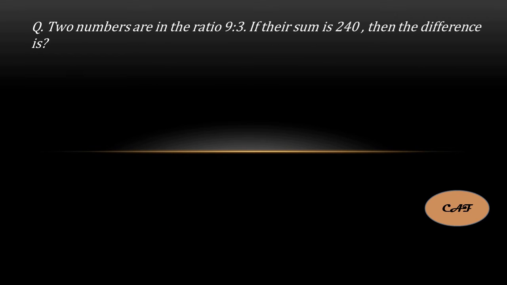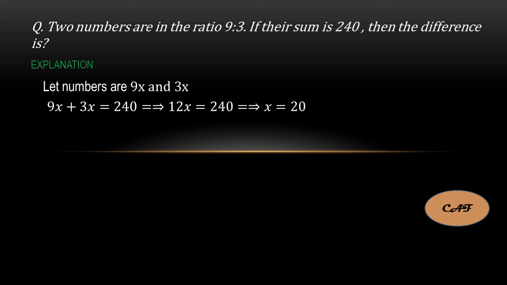Next question. Two numbers are in the ratio 9 is to 3. If their sum is 240, then the difference is how much? So here they are mentioning two numbers are there, their ratio they gave and the sum also they gave. We need the difference. Okay. So I am assuming those two numbers are 9x and 3x. 9x plus 3x they gave 240 rupees or 240 number. Okay, 9x plus 3x is equal to 12x is equal to 240. So you will get x is equal to 20.